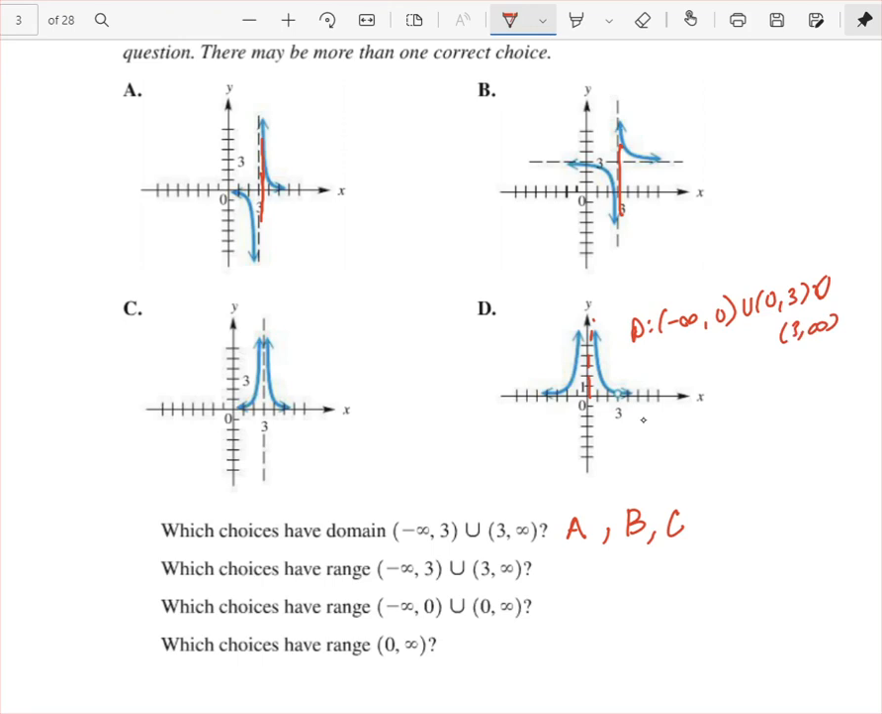Which one has a range with 3? It has to have a broken line at 3, so that would be letter B. Which one has a range of 0? You need to have them broken up at 0. So I know it's A for sure. What happens with these bottom ones is they don't have anything on negative infinity. So the range for this one would be from 0 to infinity only. So that qualifies over here, C and D.